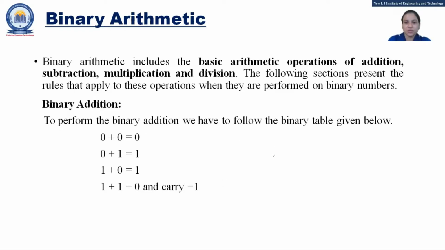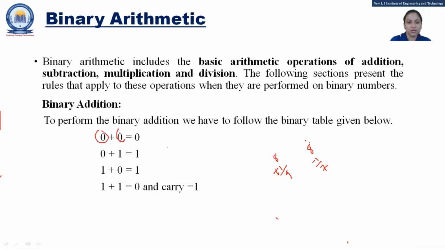Suppose we want to perform 8 plus 1, that simply returns 9. Subtraction is easy because we are very much familiar with the decimal number system. Now if we want to perform all these operations with binary arithmetic, we have to follow some rules.